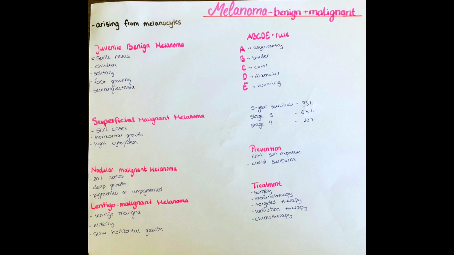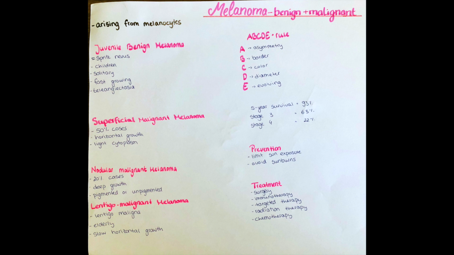The prognosis of melanoma is generally good. The 5-year survival rate of all people that had melanoma is 93%. However, the prognosis changes immensely when the melanoma is detected at a late stage. A stage 3 melanoma has a 5-year survival rate of approximately 63%, and a stage 4 melanoma of approximately 22%.